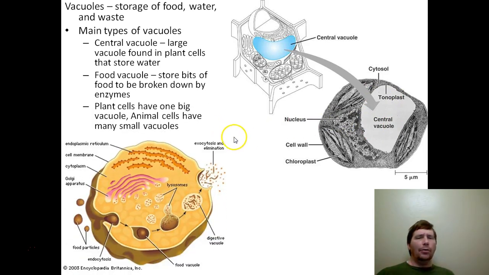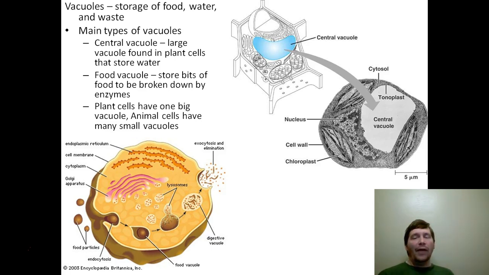Other type of vacuole we talk about is the food vacuole. Food vacuoles are mainly found in animal cells. And what it's there for is a cell will take a piece of food, put it inside a vacuole so that enzymes can break it apart so that the cell can use those pieces of food.